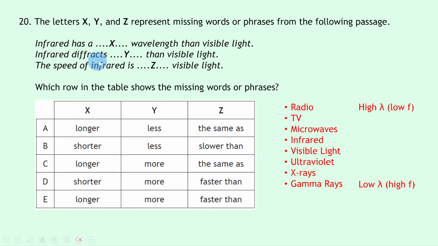We then have infrared diffracts something than visible light. Well, if infrared has a longer wavelength than visible light, then remember longer wavelengths diffract more than shorter wavelengths. So that means Y must be the word more, so we're looking at either C or E as our answer. And lastly, the speed of infrared is something visible light. Well, remember infrared and visible light are both members of the electromagnetic spectrum, so they must travel at the same speed, which is the speed of light. So that means that Z must be the same as. So to summarise, for X, Y and Z, we've got longer, more and the same as, which gives us the option C here.